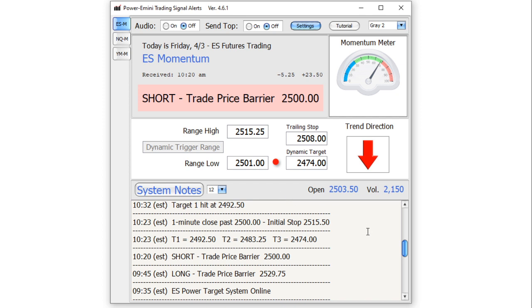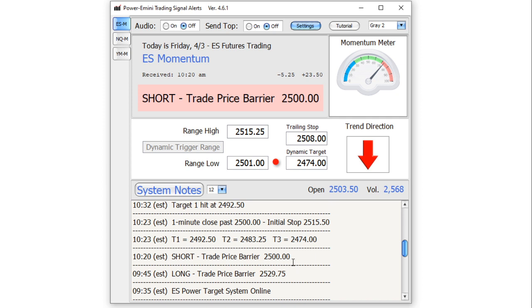And then obviously, if you've watched some of the training videos, it's looking for a breakout of the range. One important thing: this 9:45 alert never actually triggered, because we never got the 1 minute close past the barrier. As the price was trying to escape out of the upper end of the dynamic trigger range, it never quite got enough momentum going, and so it faded back in, and this one never triggered.